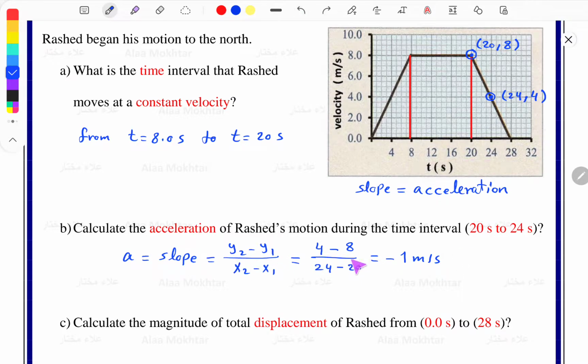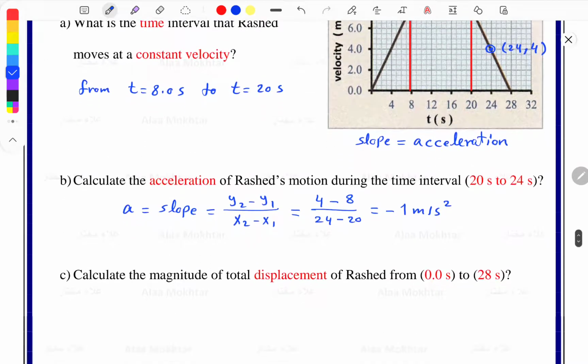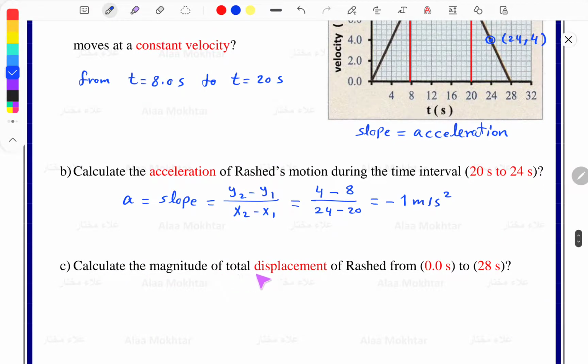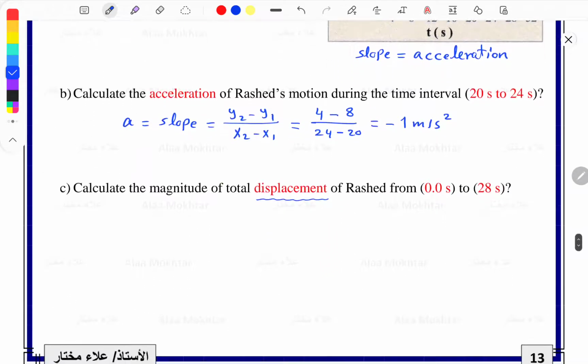Can we write it as V final minus V initial divided by T final minus T initial? Yes, we can write it like that. Calculate the magnitude of displacement of Rashid from 0 seconds to 28 seconds. Displacement equals the area under the graph.